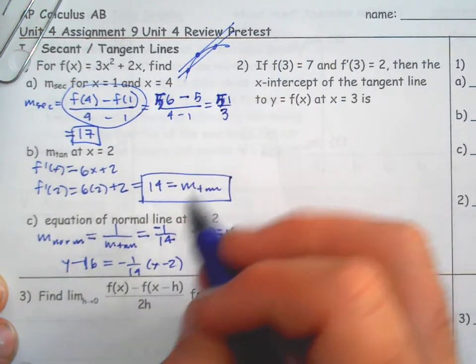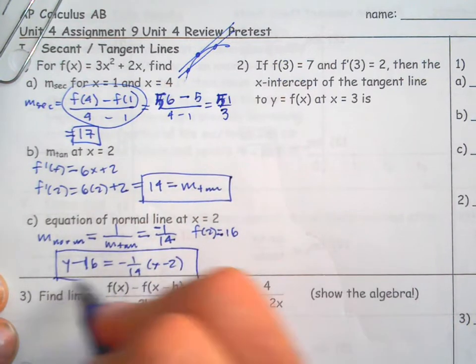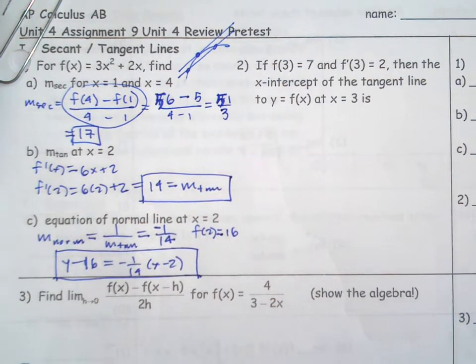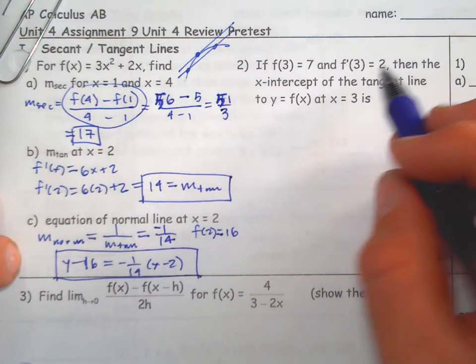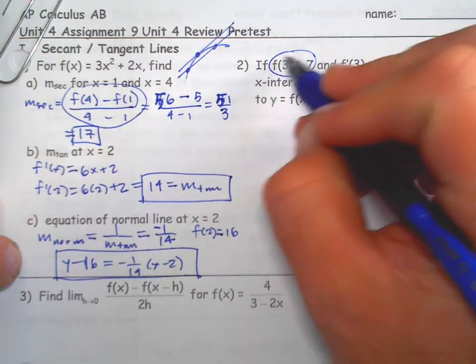And just leave it. Please leave it in point slope form. You don't want to do all the extra work. You don't have time. And you don't want to lose points for something you already could have got full credit for.